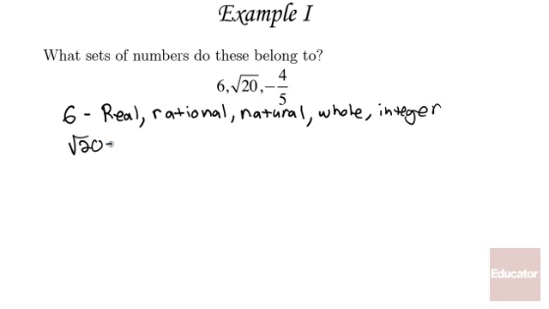The square root of 20 is a real number. However, recall that unless you're talking about the square root of a perfect square, it's irrational. Square roots of perfect squares are rational. Other square roots are irrational.